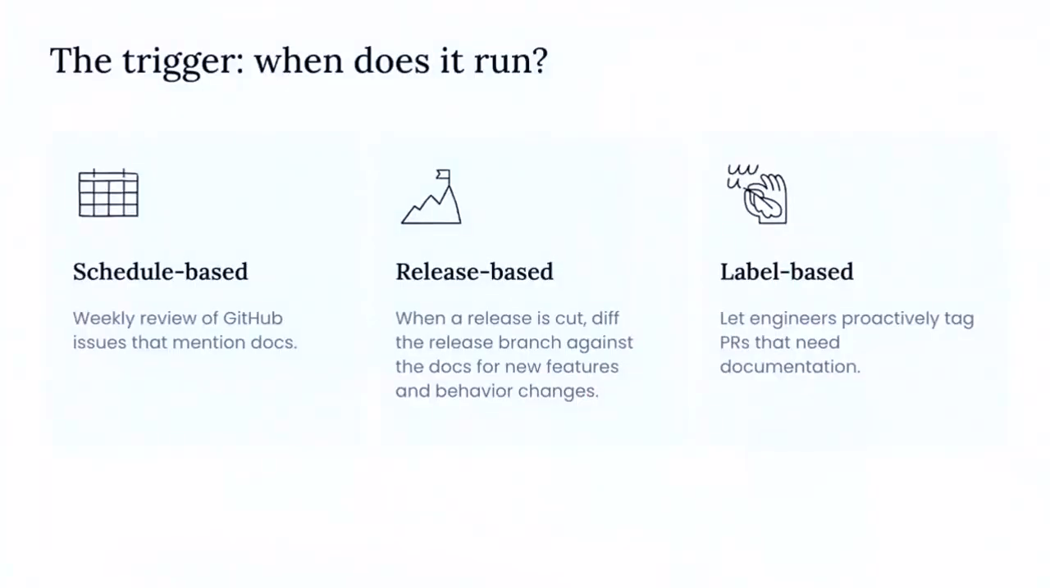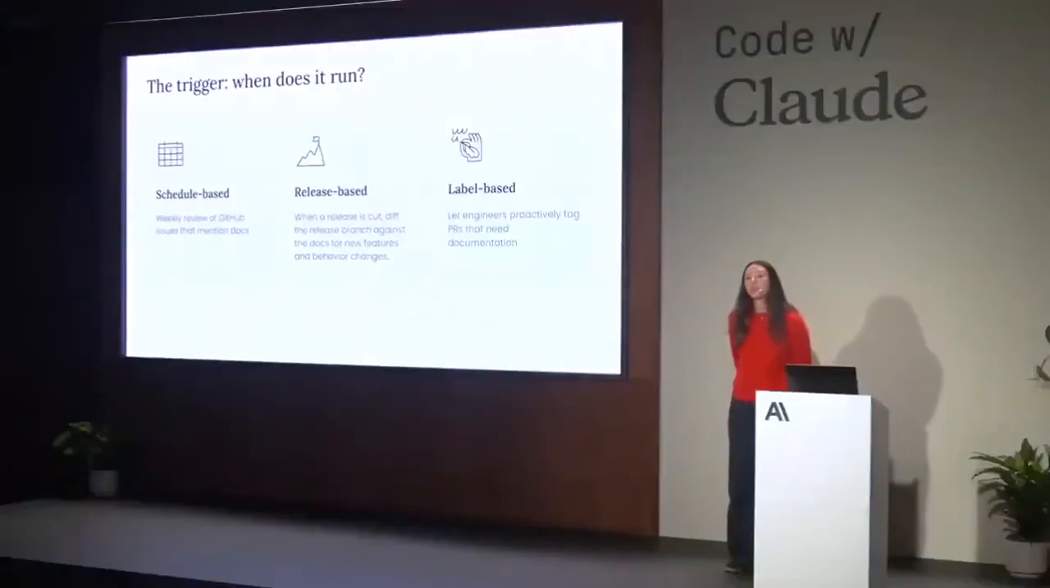So the first one is the trigger. When should this event actually run? Inside of routines, there are basically two ways to do this. You can have things kick off on a schedule, on a time-based trigger. For that earlier example I showed you, this is how we do a weekly review of differences between our source code for Claude Code as well as our documentation repo.